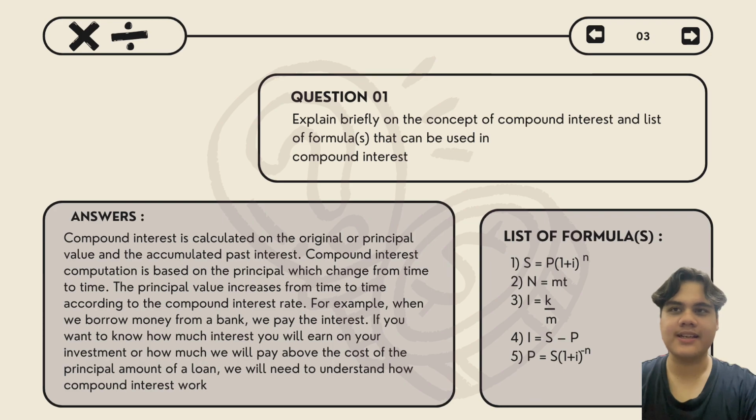For your information, S is the future value, P is the principal or initial value, i is the periodic interest rate, k is the nominal interest rate, m is the frequency of conversion, n is the number of interest periods, and t is time. The time must be in years.